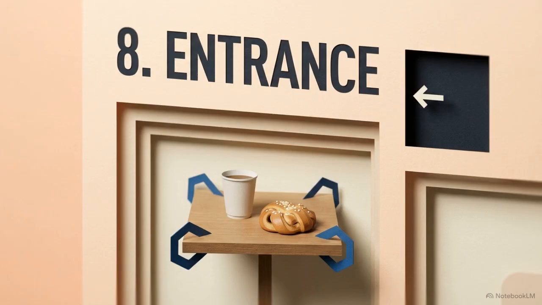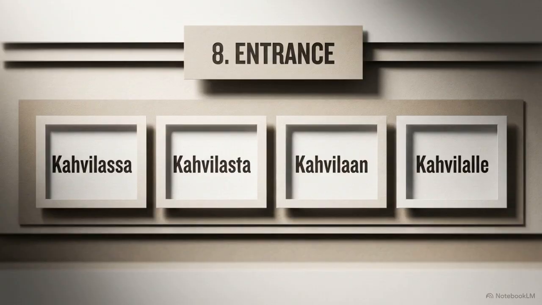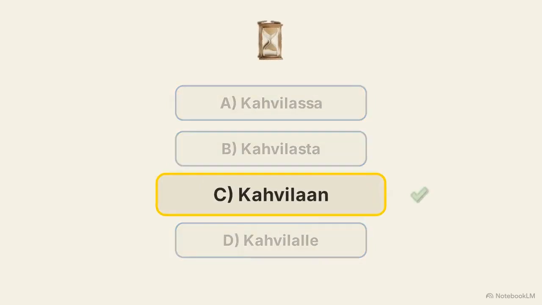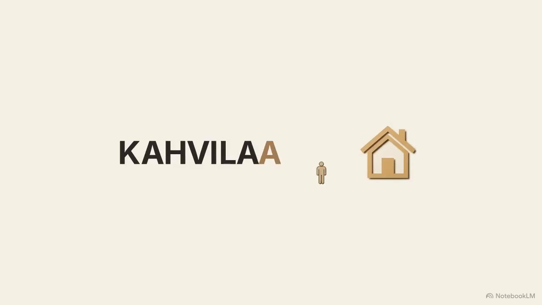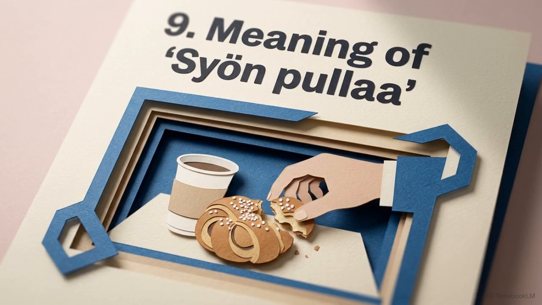Question 8. You are walking into the cafe. Building the into hook requires doubling the last vowel and adding n. Which of these 4 variations correctly indicates moving into the space? 5 seconds. The answer is option C, kahvilaan. For motion into an enclosed space, the vowel is extended. Kahvila becomes kahvilaan.